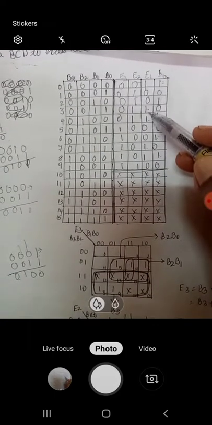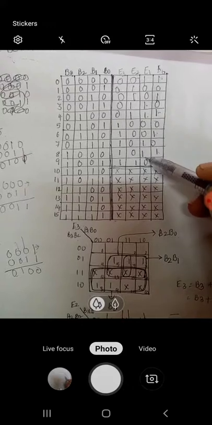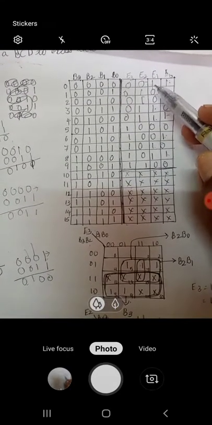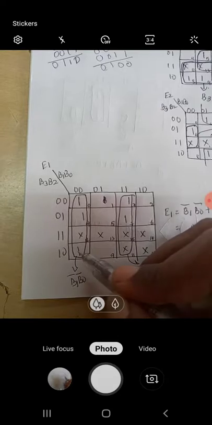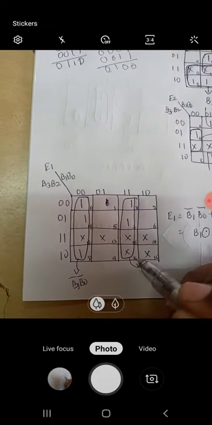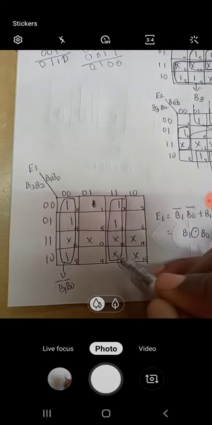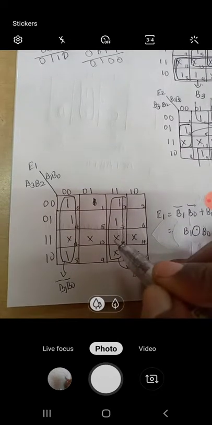Similarly, an expression for E1. When I go with the truth table, E1 is what? 0 3 4 7 and 8. Sorry, this is not 1, this is a 0, so I was a bit confused. So 0 3 4 7 and 8, I have written 1. Similarly 10 11 12 13 14 15 all have a cross.